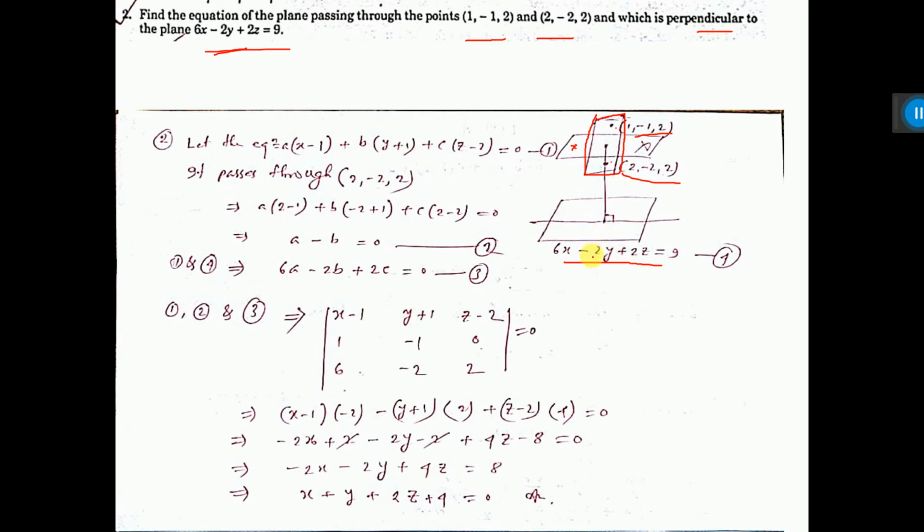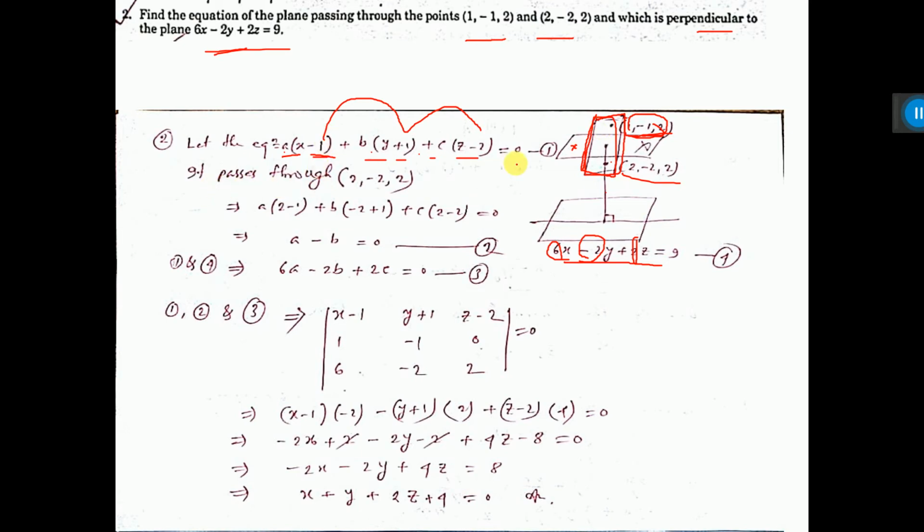Now since this plane is perpendicular to this, so one normal drawn to this plane, its direction ratio will be 6, minus 2 and 2. Now see, here this required plane is this. Its equation I have written a into x minus 1, b into y minus 1, c into z minus 1. This 1, 1 and 2. See here 1, minus 1 and 2 I have got. So with the help of this point I have written this equation, where a, b, c are the direction ratio of the normal to this plane.